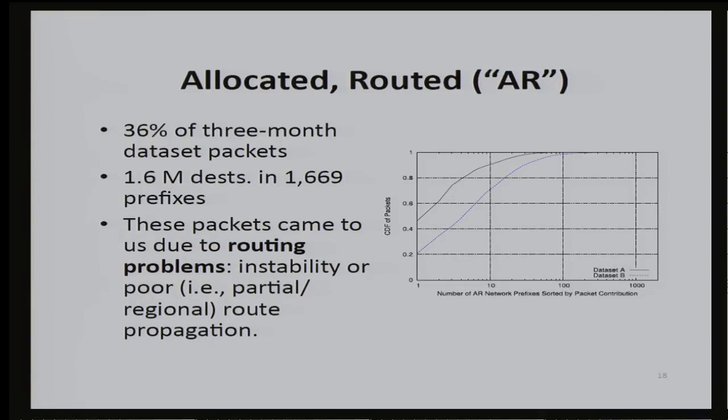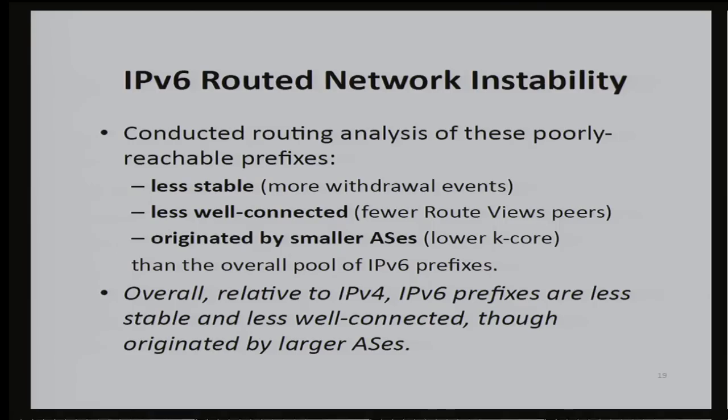So let's talk about, in particular, the allocated and routed data set. We see 36% of the total number of packets we received from our experiment fell into this category. These prefixes were largely coming to us, we assume, from routing problems, instability, perhaps very, very small outages. We are not able to confirm for sure that these were micro outages, but we have some interesting indicators.